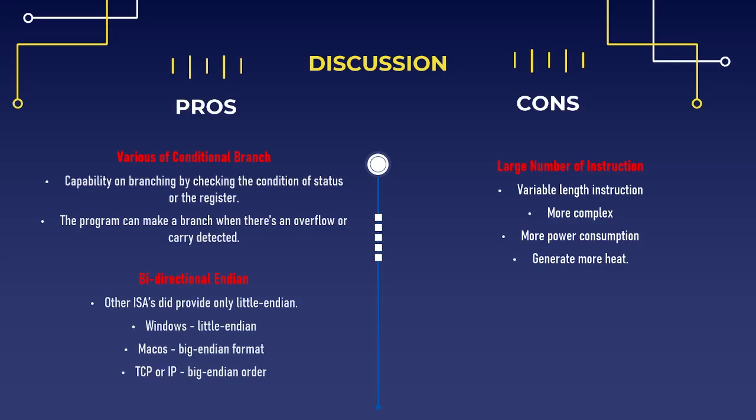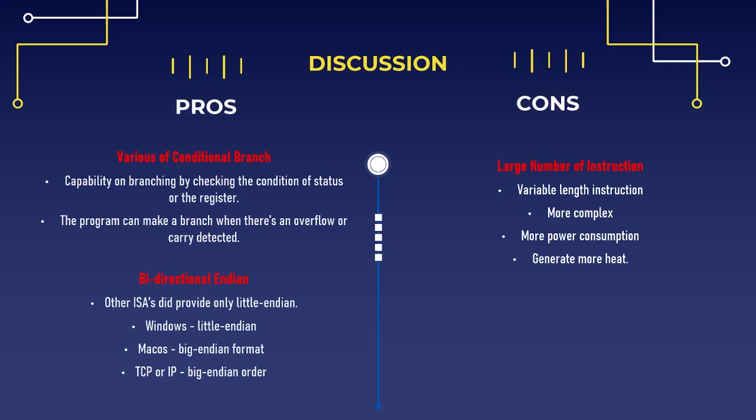There's only one con for the Power ISA. The Power ISA did provide many instruction sets for the consumer and the user, but it includes some variable length instructions, which lead the architecture to become more complex than other instruction sets, such as RISC-V and OpenMIPS. RISC-V and OpenMIPS still contain only fixed length instruction sets, which reduce the complexity of the hardware.